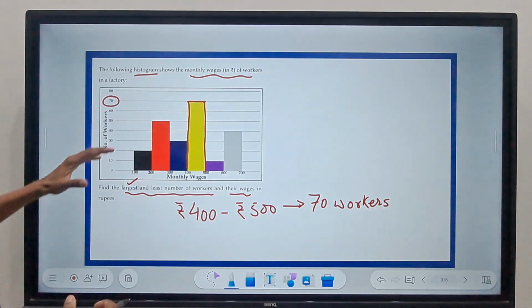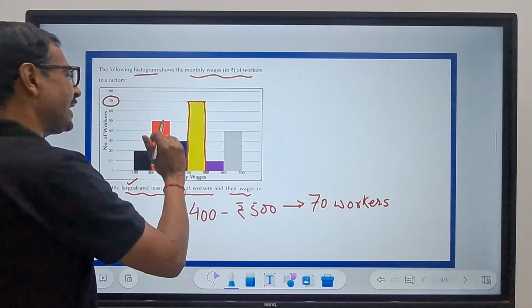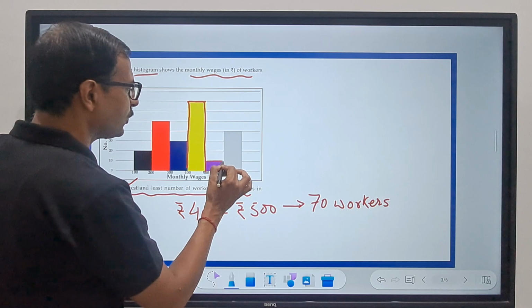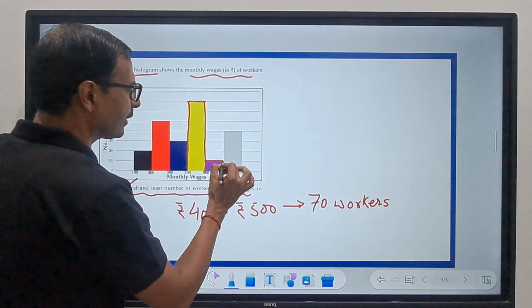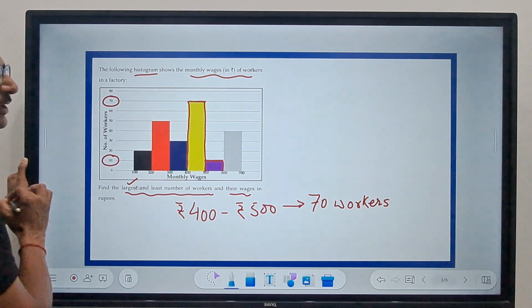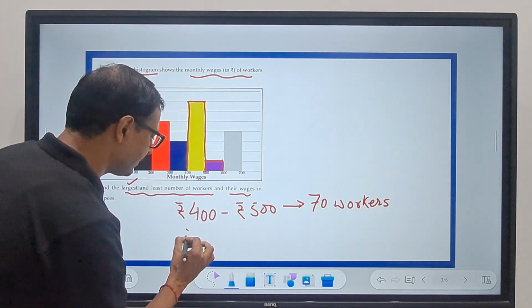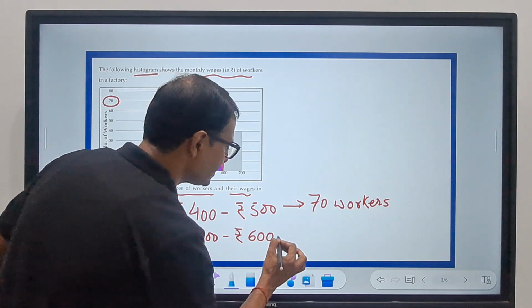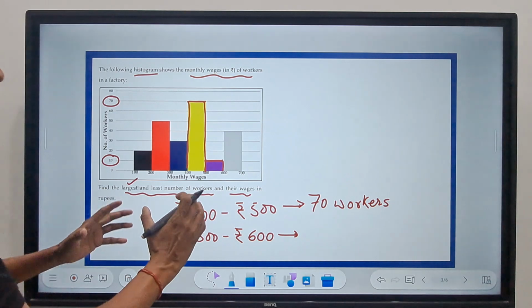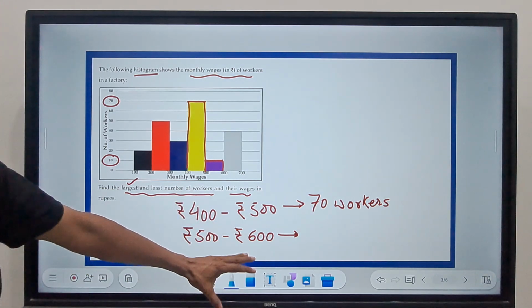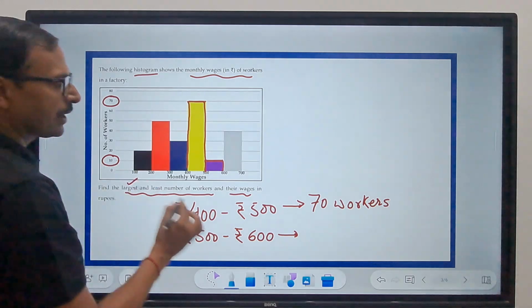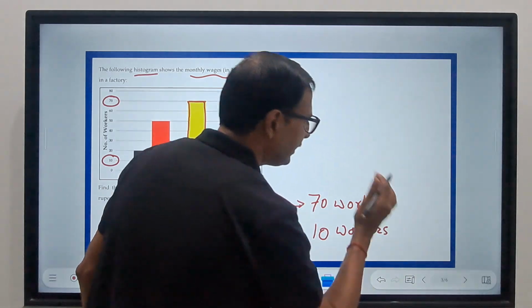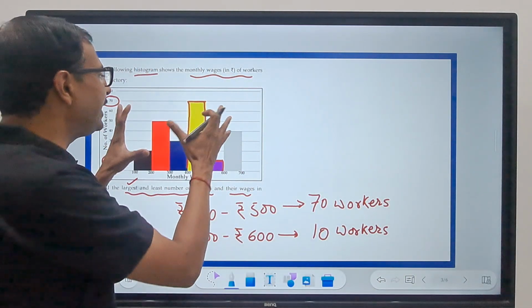Likewise, if we have to find the lowest one, just see which bar has the minimum height. Among these 6, the minimum height is for this particular bar, and this corresponds to 10 workers. So rupees 500 to rupees 600 is the wage interval where the minimum number of workers lie, and those are just 10 workers. Now this is pretty elementary, because I'm just telling you how to read the bar graph.